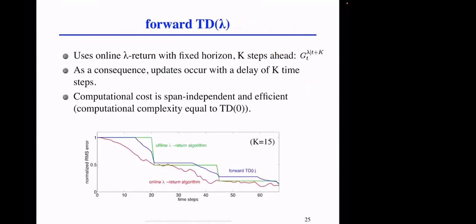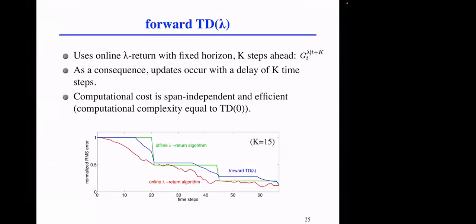Basically, it uses an online lambda return with a fixed horizon that is k time steps ahead. As a consequence, updates occur with a delay of k time steps. But now it's computationally efficient. And this online lambda return is a very close approximation of the regular lambda return as soon as k becomes larger than 10. So it's a very good approximation.